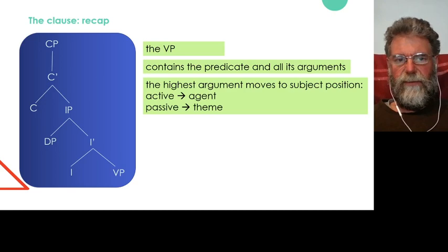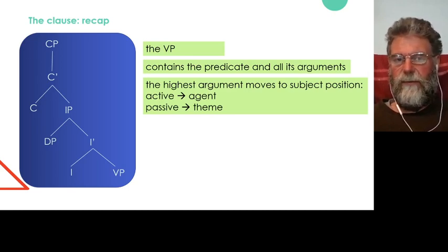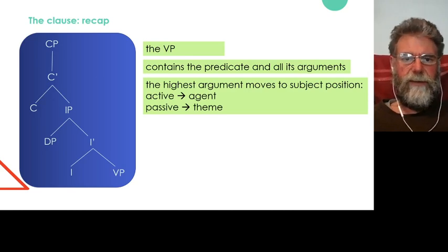On the other hand, if we've got a passive construction, and that's precisely the one where the agent has gone missing, then the only argument that we've got left will be the theme, and it'll be the theme that moves up to the subject position.